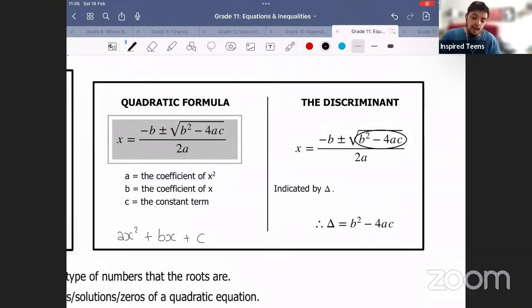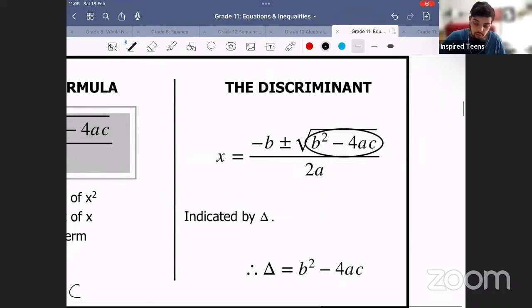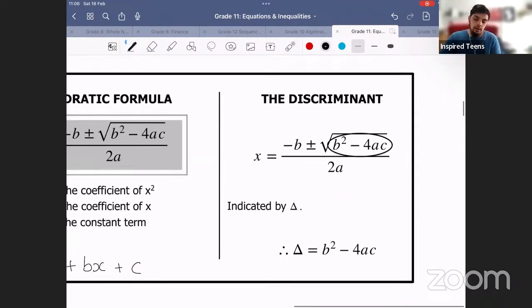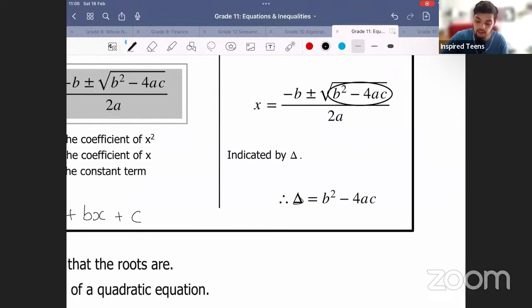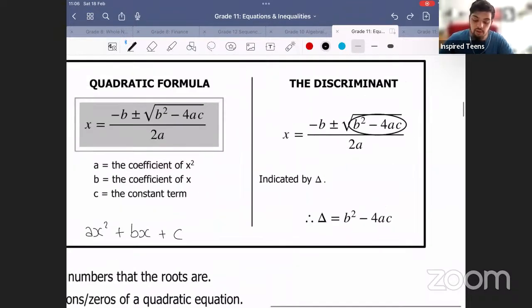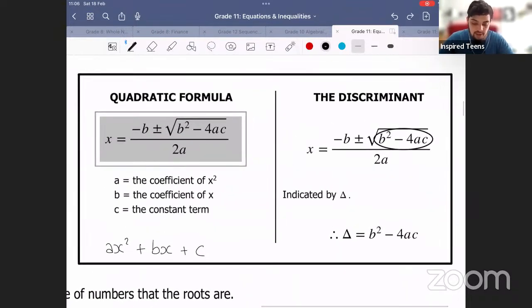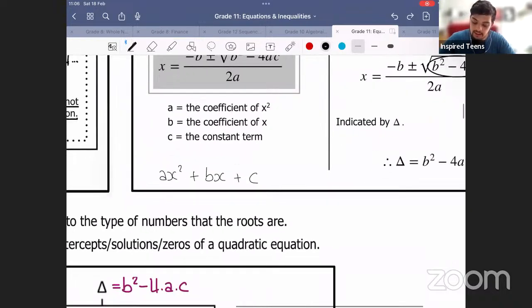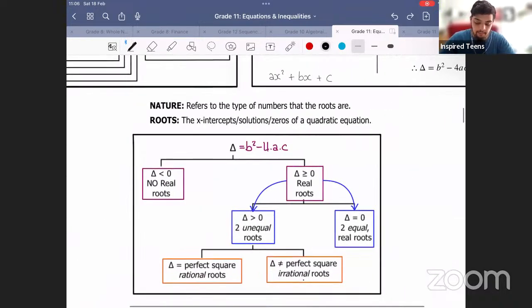Then we have something called the discriminant, which is a small part of the quadratic formula: b squared minus 4ac. This is important. It is indicated by this little triangle, delta, and we refer to it as the discriminant. We'll be referring to it a lot when we are discussing roots. So things to know: the quadratic formula as well as the discriminant.